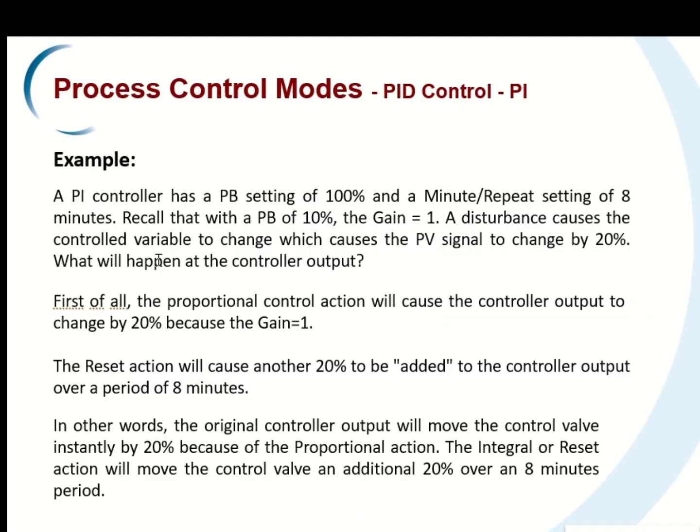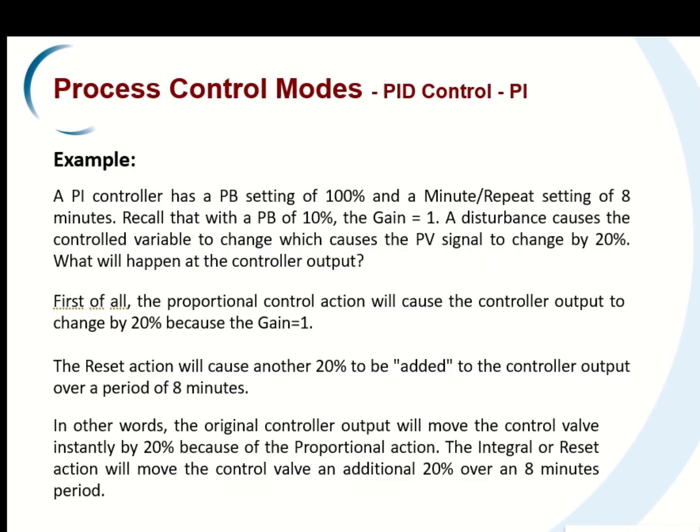So now there's a quick example. A PI controller has a PB setting of 100% proportional band and a minute repeat setting of 8 minutes. Recall that with the PB of 100%, the gain is 1. Okay, and a disturbance causes the control variable to change, which causes the PV signal to change by 20%. What will happen at the controller output? So first of all, the proportional control gain will cause the control output to change by 20% because the gain is 1.